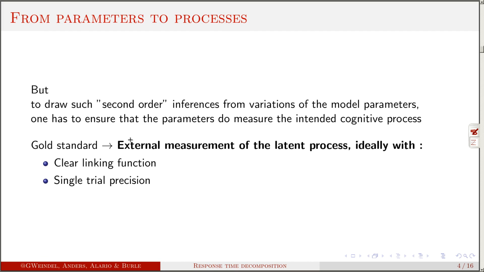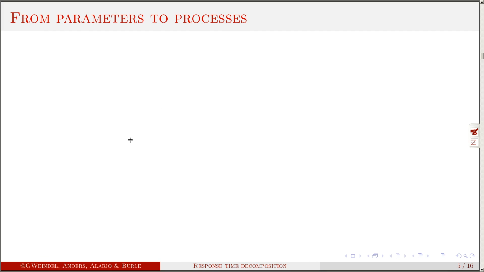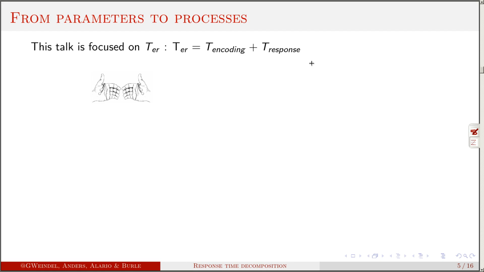In this study, we are using such a linking function to probe the validity of the inference drawn from a decision-making model such as the DDM, but we are going to focus specifically on one parameter, namely the non-decision time, so the sum of the processes used to encode the stimulus and to execute the chosen response. And we do have a measure that has both a single-trial precision and a clear linking function with the response execution time, namely the muscle activity derived from the electromyogram of the responding muscle.